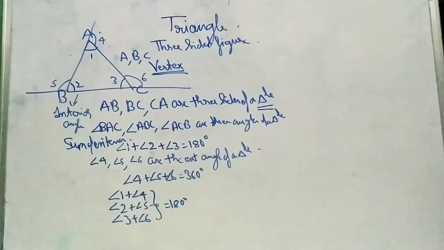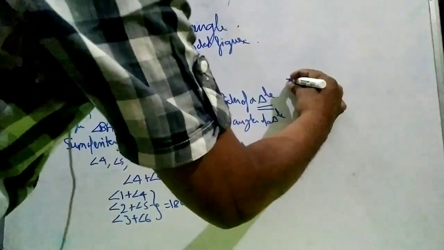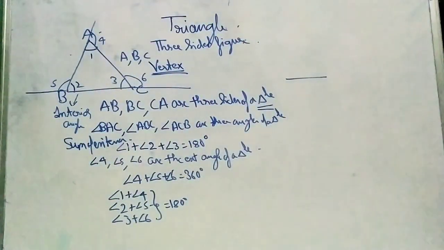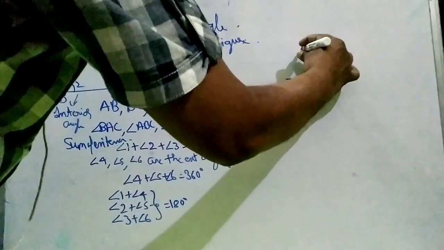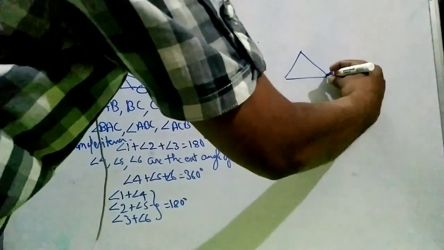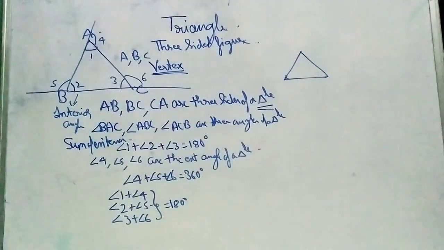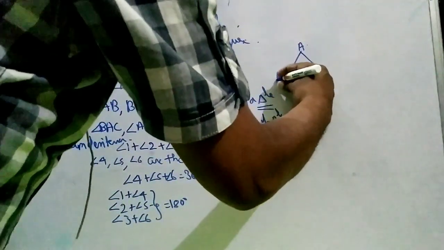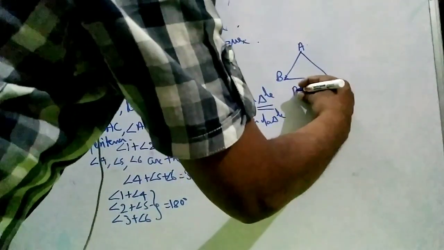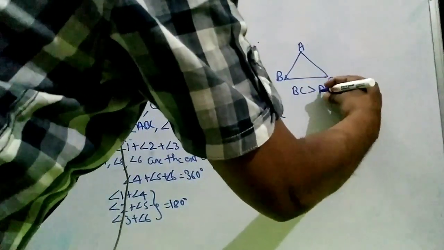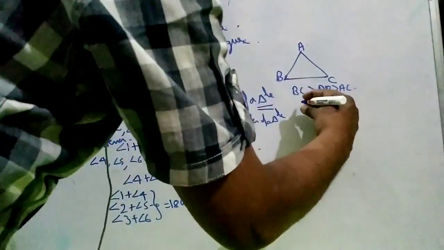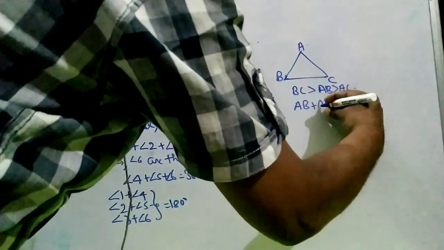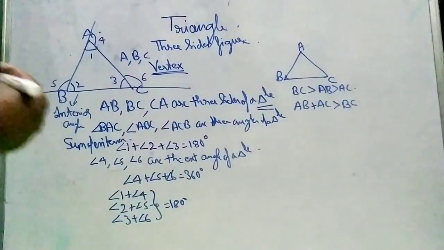One property which you have to mention over here is that in a triangle, if you consider the longest side as the base, the sum of the other two sides will always be greater than the third side. If BC is greater than AB and greater than AC, then AB plus AC should always be greater than BC.